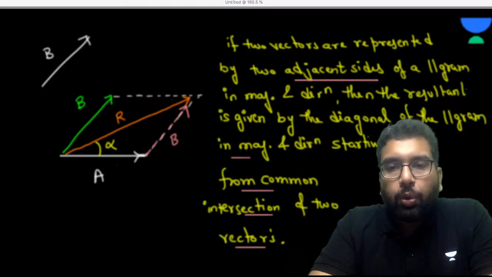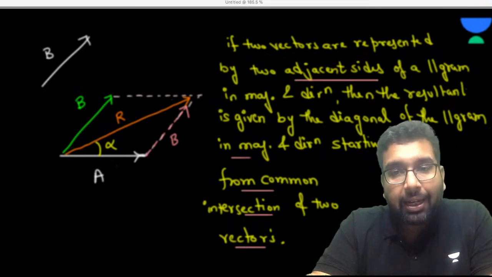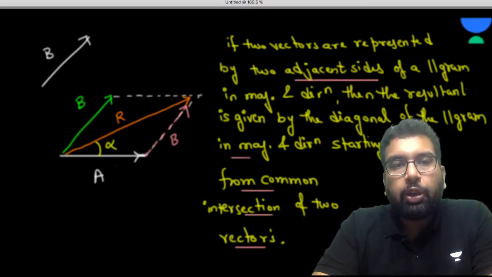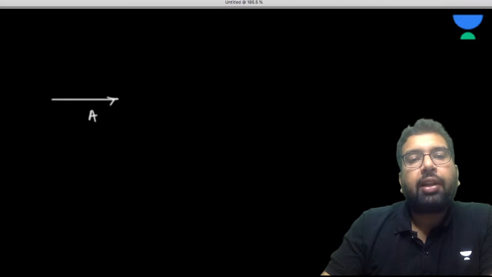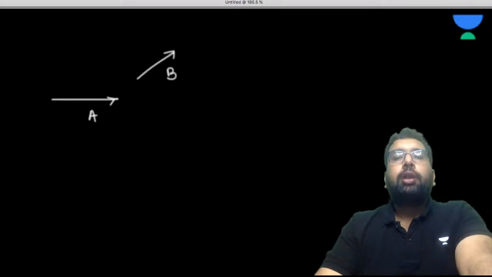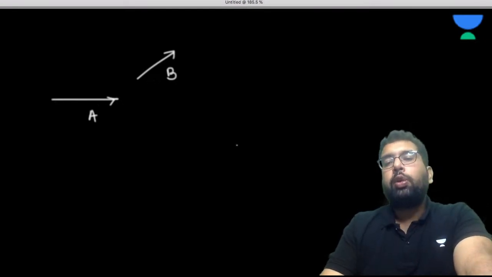So in parallelogram law, you need to connect the vectors from tail to tail, unlike the law of triangle or law of polygon, right? So if there are two vectors, let's suppose we are having a vector A here, we are having a vector B here. Now you need to apply the law of parallelogram. So how are you going to do it?